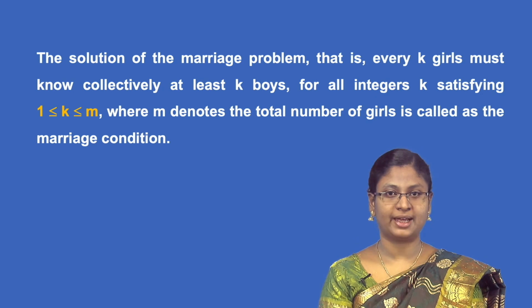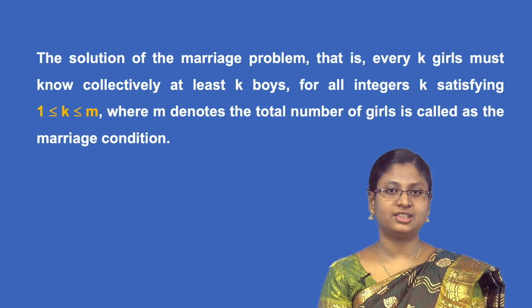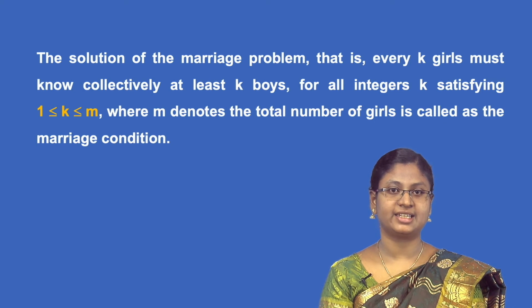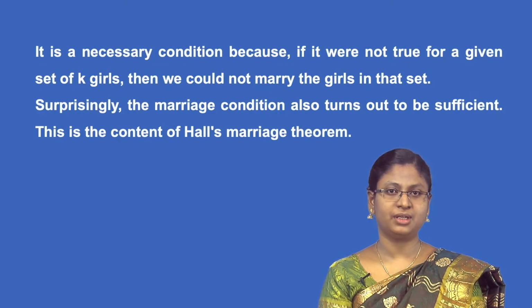The solution of the marriage problem is that every k girls must know collectively at least k boys for all integers k satisfying 1 less than or equal to k less than or equal to m, where m denotes the total number of girls. This is called the marriage condition. It is a necessary condition because if it were not true for a given set of k girls, then we could not marry the girls in that set. Surprisingly, the marriage condition also turns out to be sufficient. This is the content of Hall's marriage theorem.